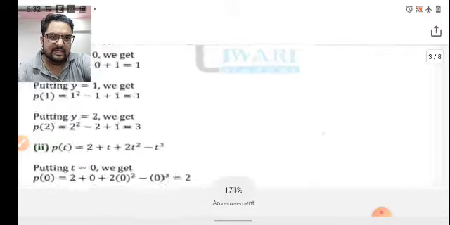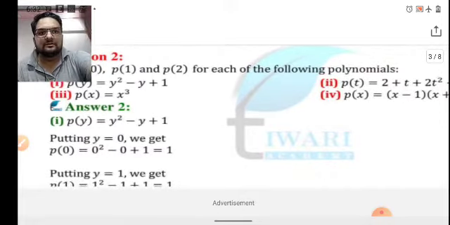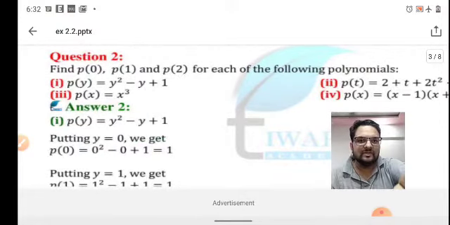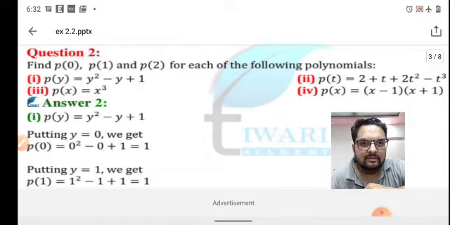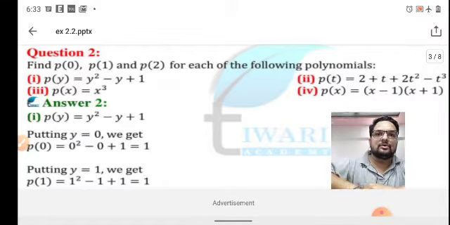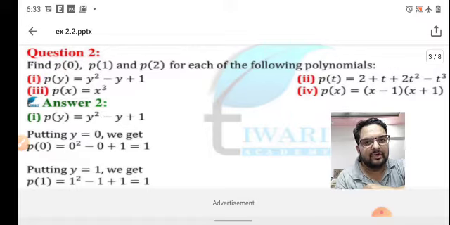The next slide is all about question number 2. It states: find p of 0, p of 1 and p of 2 for each of the following polynomials. Here four polynomials are given. Let's go with the first, p of y equals y square minus y plus 1. Here we are going to keep each value, that is p of 0, p of 1 and p of 2, in the same polynomial y square minus y plus 1.